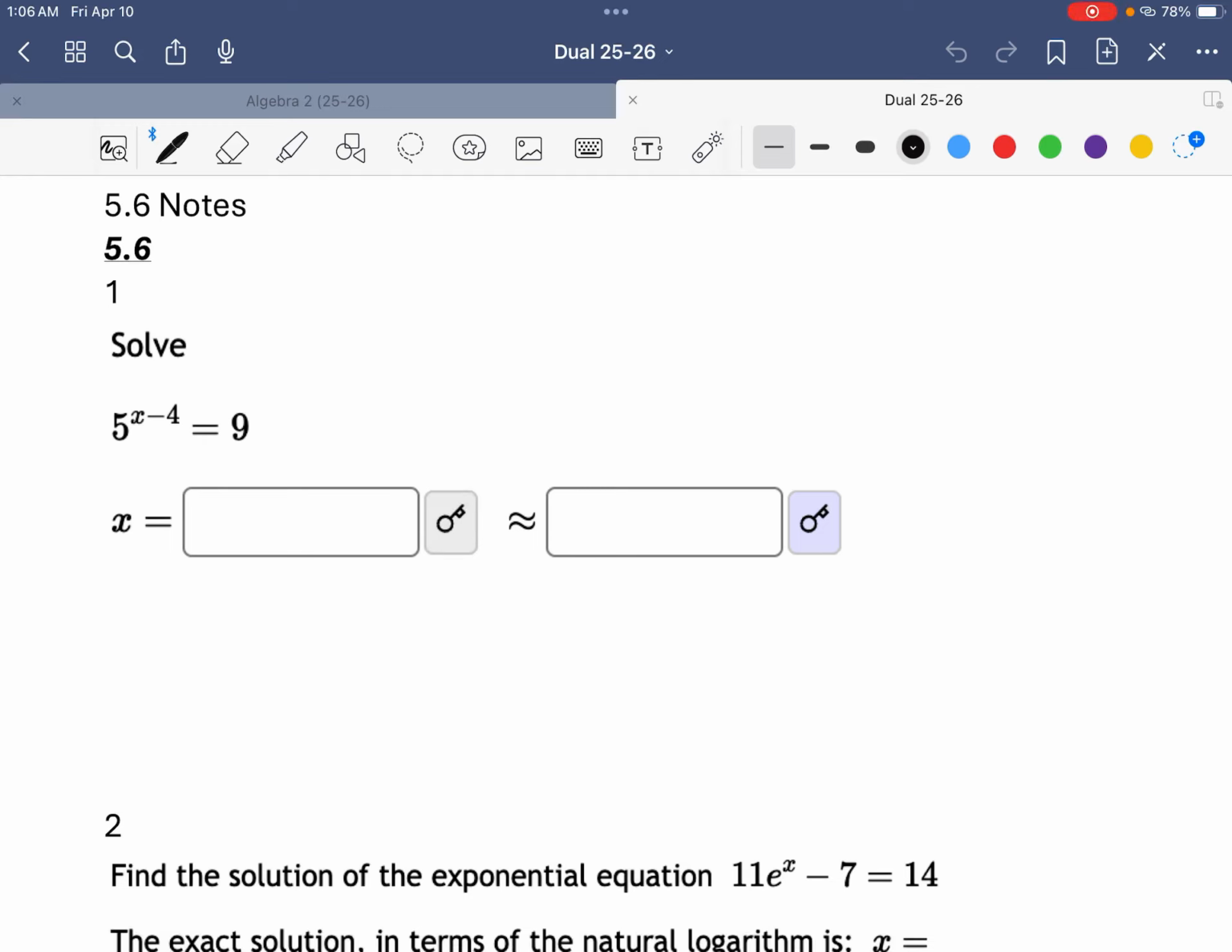Oh, what's up, guys? So, let me go over these 5.6 notes for you all, okay? So, on these 5.6 notes, it's actually solving equations that don't have the same basis.